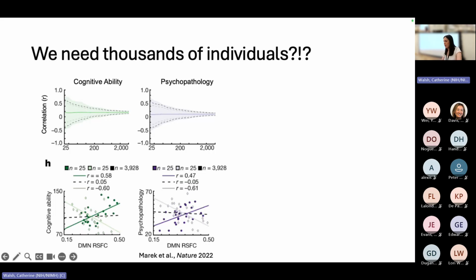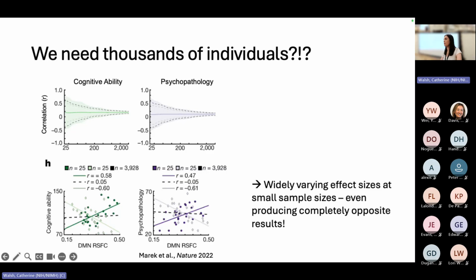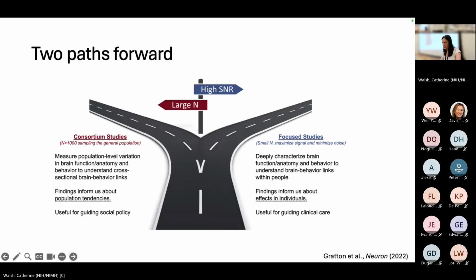So basically the underlying message was that there are widely varying effect sizes at small sample sizes, which we often see in these traditional fMRI studies.